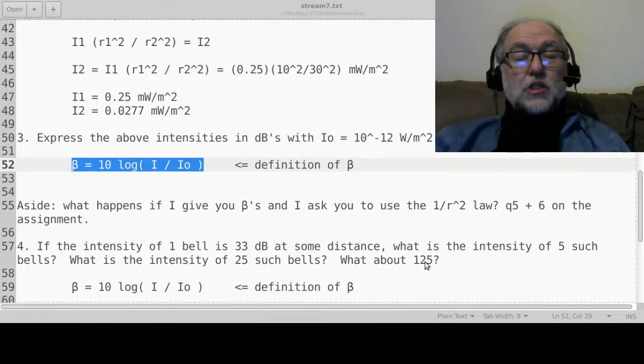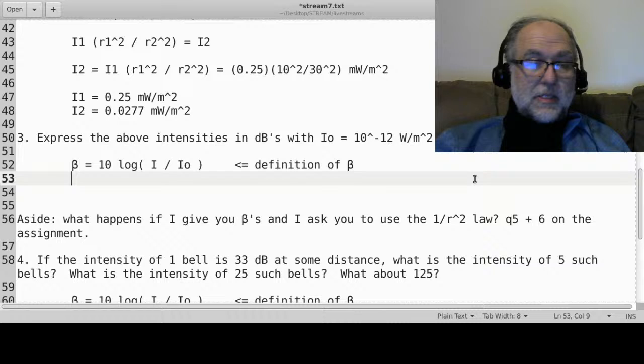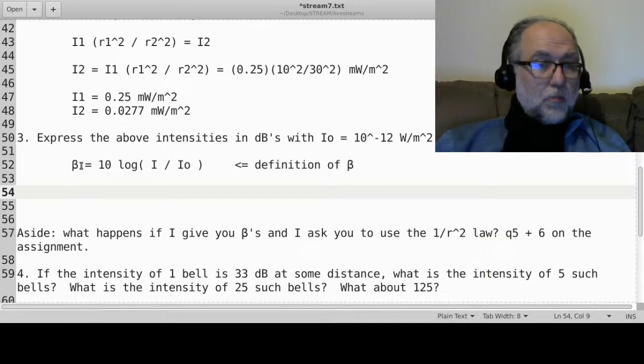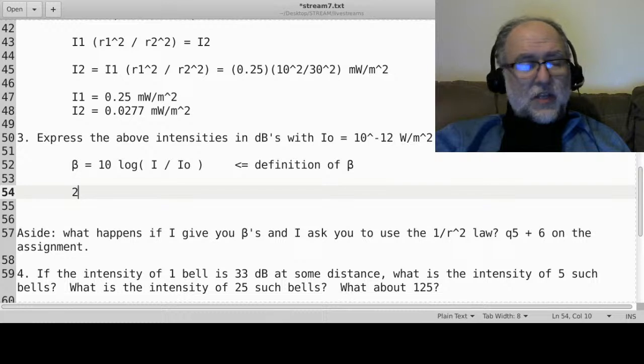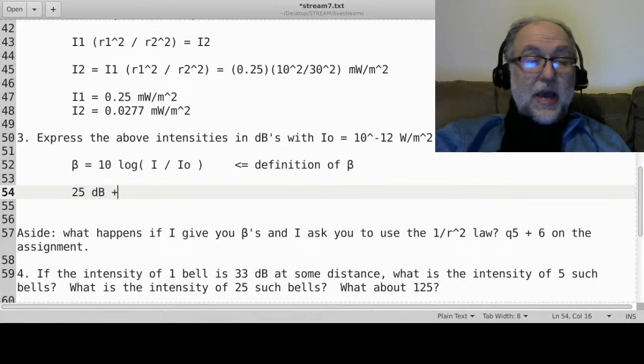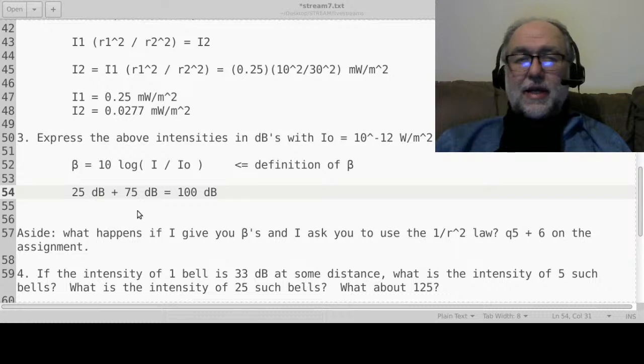Okay, you really can't do any kind of arithmetic with beta. All right, and I think I explained this during the lecture, but it's worth explaining again because these are log scales, because your decibels are log scale. If you have one source, which is say 25 decibels, and you have another source which is 75 decibels, like that, it's really tempting to say, oh, well, then you have 100 decibels. No, it just doesn't work like that. Okay, so you should not think of decibels as like units that add.